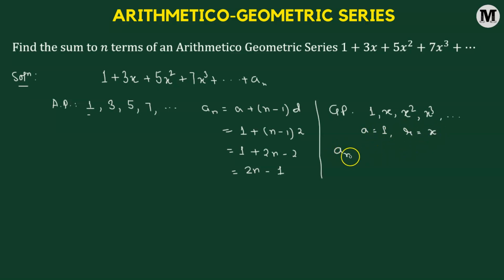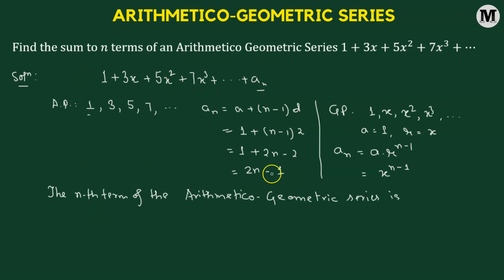So we can easily define its nth term. That's given by the formula a, the first term, multiplied by the common ratio raised to the power of n minus 1. So that equals 1 multiplied by x raised to the power of n minus 1. Fine. Now we have found the nth terms of the arithmetic progression as well as the geometric progression. We are ready to find the nth term of the arithmetico-geometric series. We take the nth term of the arithmetic progression, 2n minus 1, and multiply it by the nth term of the geometric progression, x raised to the power of n minus 1.